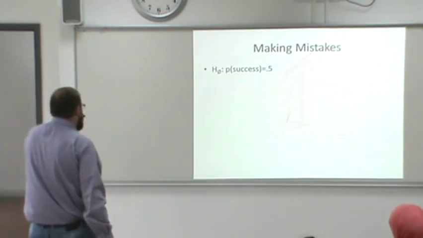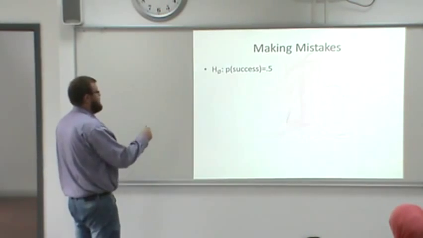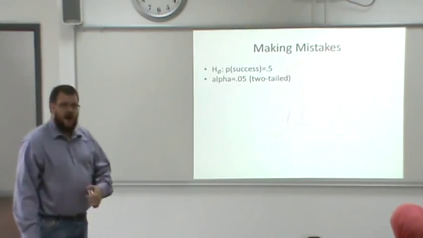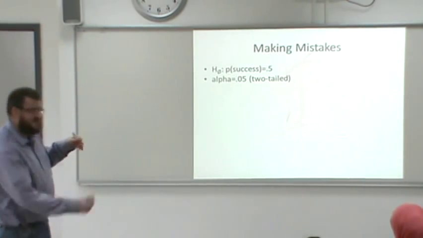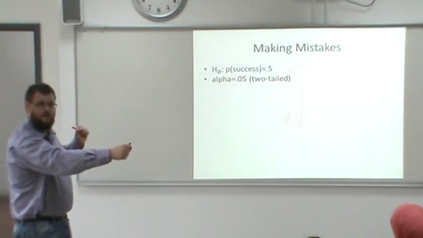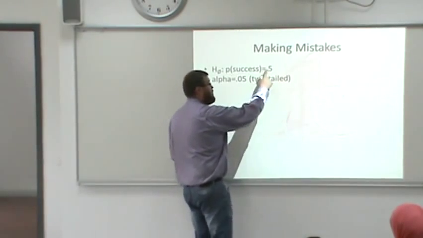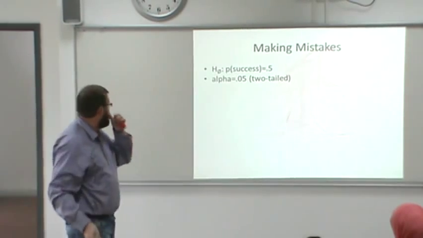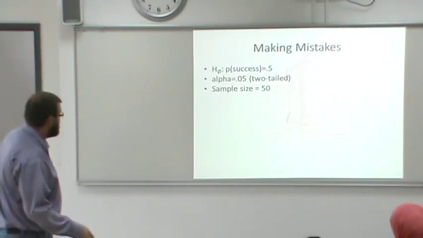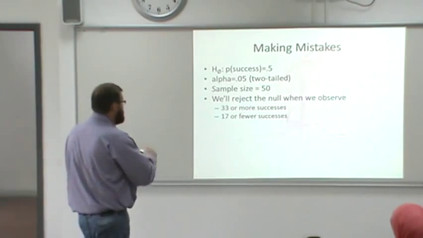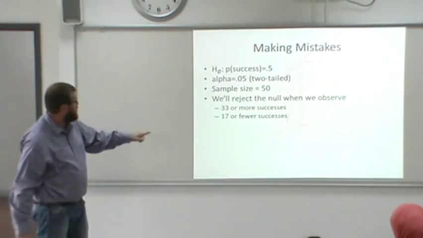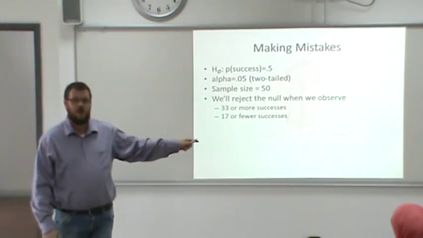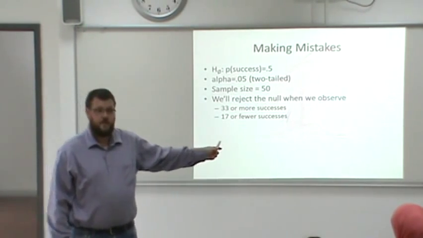So if our null hypothesis is that the probability of success equals 0.5, and we have an alpha of 0.5, this is a two-tailed alpha, right? Because we have a non-directional null hypothesis, right? So we're interested in both of those tails. Now, if we have a sample size of 50, we're going to reject the null hypothesis when we observe 33 or more successes, or 17 or fewer successes.